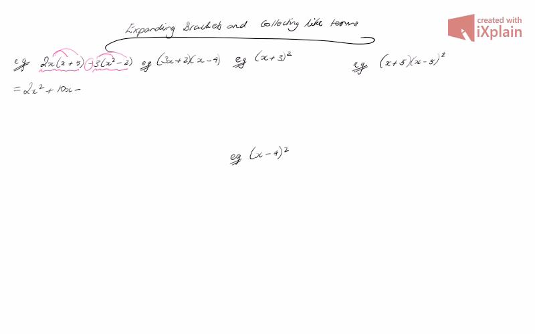And now we have a look at the second bracket. Remember the negatives expanding out. So negative 3 times x squared and negative 3 times negative 2. So it's going to be positive 6.